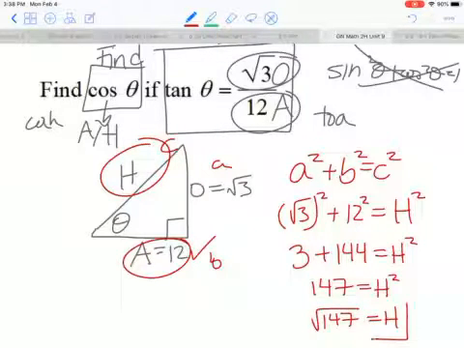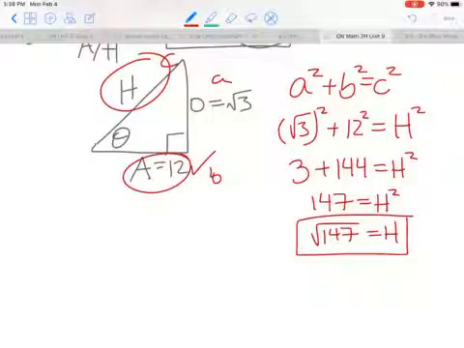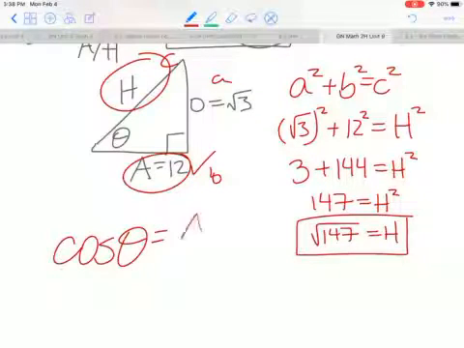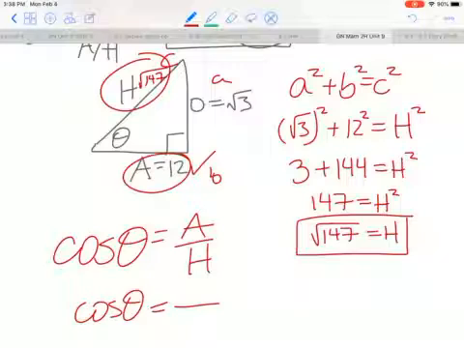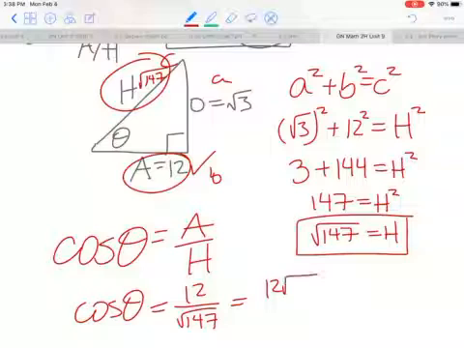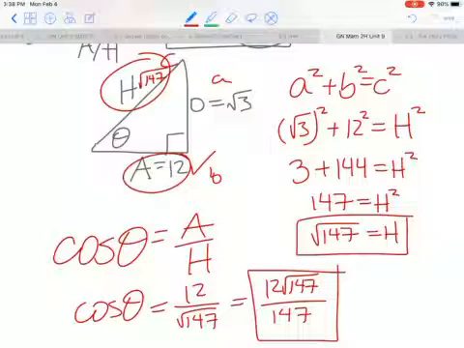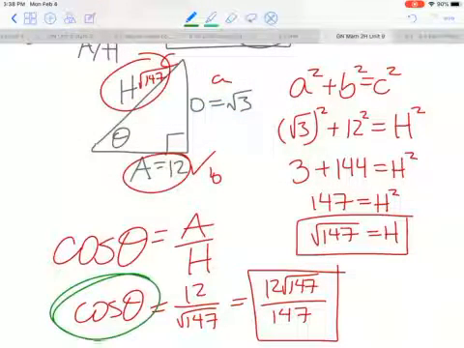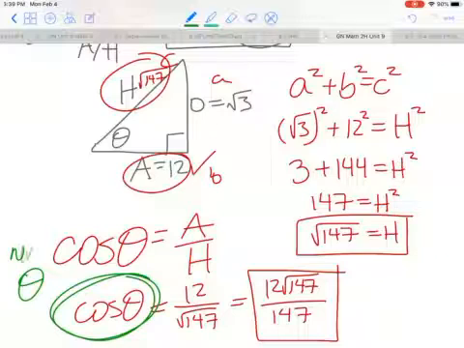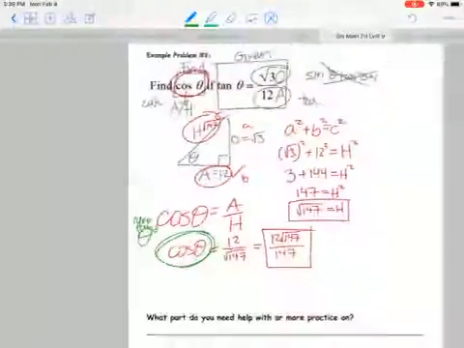I'm going to keep the radical, but H isn't what we're finding. Remember, we want cosine. So cosine is A over H. So it's going to be 12 over radical 147. But then remember, let's move it upstairs really quick. So notice we found cosine without ever finding our angle. We didn't need to. And that is the point of the Pythagorean identity.